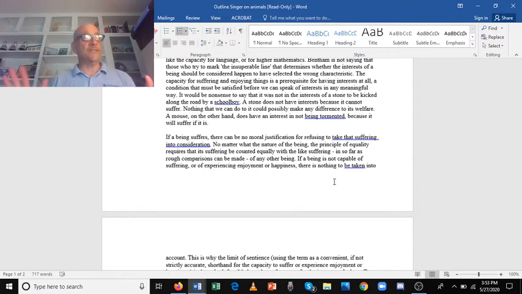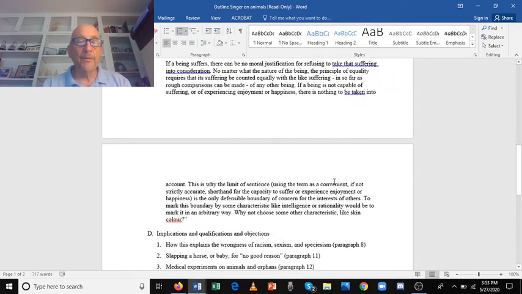Again, you have to consider it, and I'll use Mill's standard, in a fair, impartial, disinterested way, because suffering is suffering, it doesn't make it better or worse that it's not yours, right? My pain is my pain, but it should be considered equally for the theory. No matter, I'm reading from the quote again, no matter the nature of the being, the principle of equality requires that suffering be counted equally with like suffering, insofar as you can make these comparisons, right?